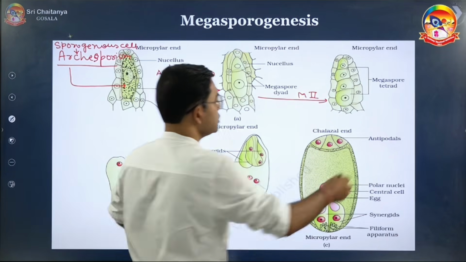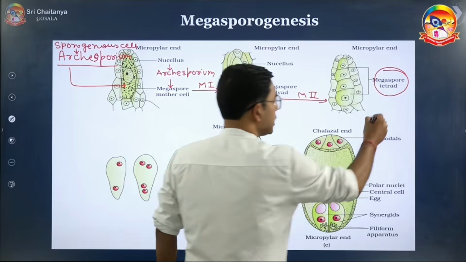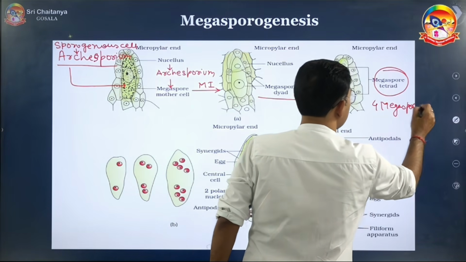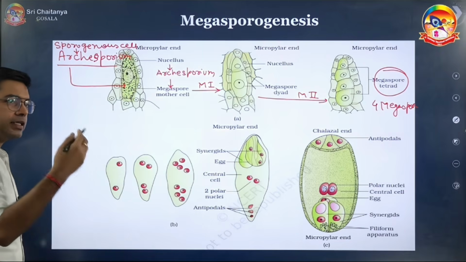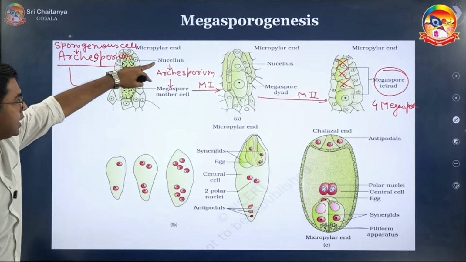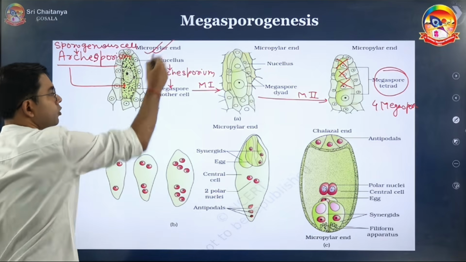So in a single meiosis we form a megaspore tetrad. Means how many megaspores are formed? 4 megaspores. And out of these 4 megaspores, how many get degenerated? 3 get degenerated from the micropylar end. This nucellus becomes megaspore mother cell toward the micropylar end.